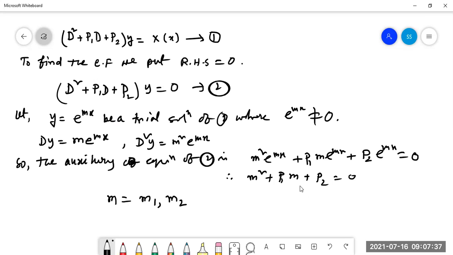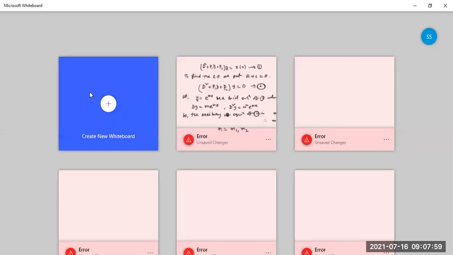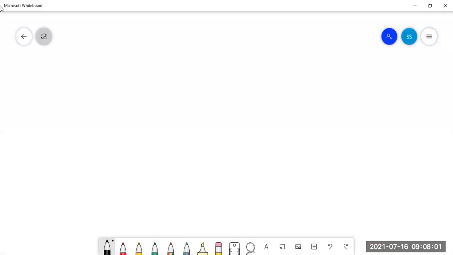So this equation is called the auxiliary equation, right? So the roots of the auxiliary equation are m1 and m2, as it is a quadratic equation in m. So now there are three possibilities for m1, m2. Can I go to the next slide? Yes, sir. Case 1.